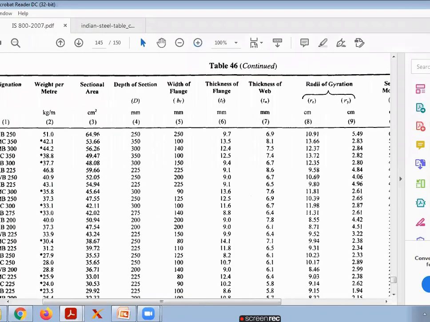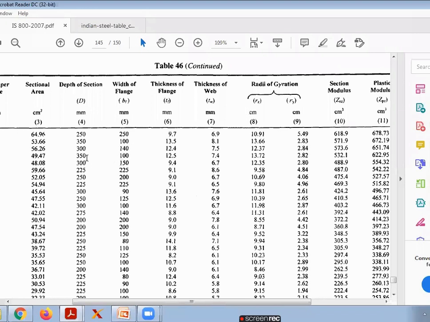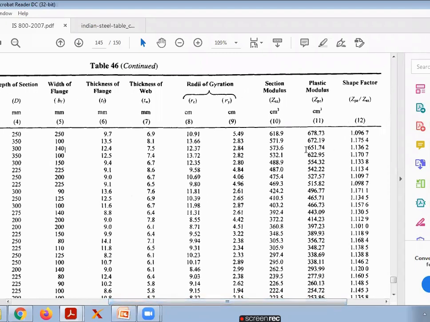Here, if you observe ISMB 300, the width of the flange is 140, the depth of the section is 300, and the plastic modulus value is 651.74. So the Zp value is 651.74 for ISMB 300. The remaining sections are almost far away from the Zp we got. That's why we are taking ISMB 300. The Zp value is 651, as well as the Ze value is 573.6, shown here.